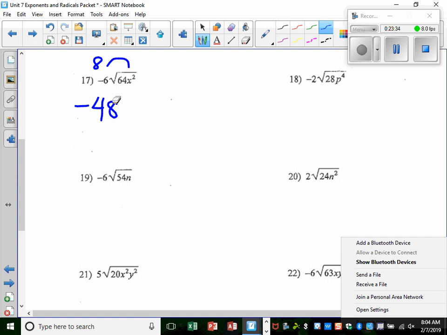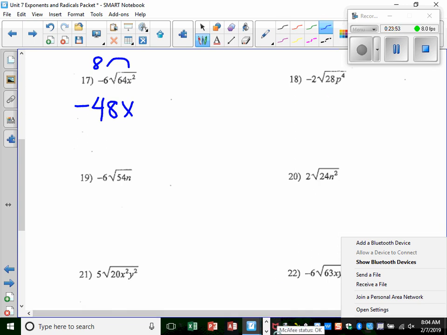Okay, and x squared is perfect. So what's the square root of x squared? X. Very good. Just divided by the index. Okay, and that's your answer. Everything was perfect under here. Okay. All right, let's look at number 18.